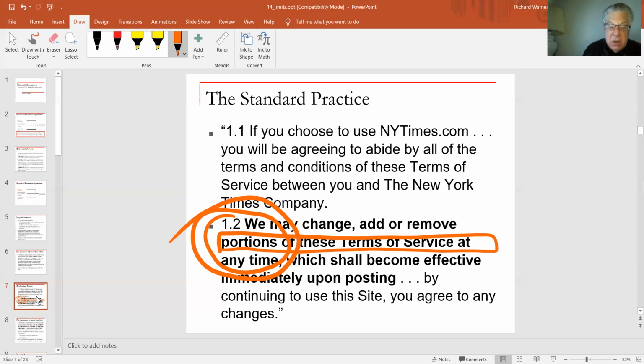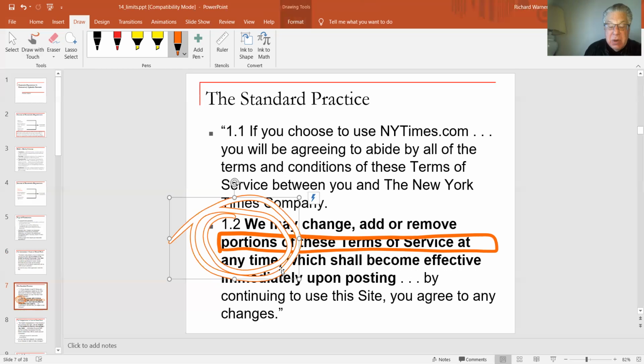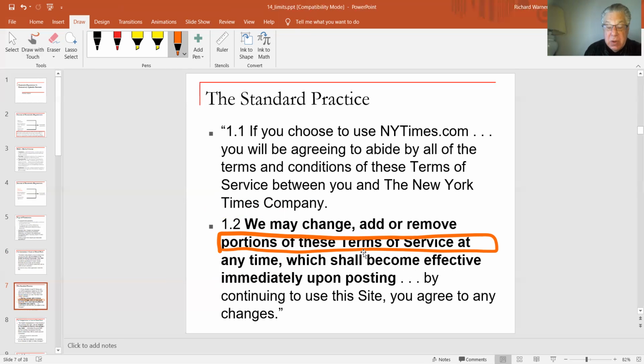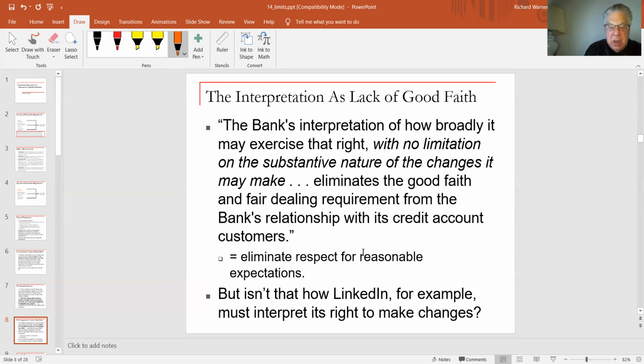And if you look at the online terms of use agreements you enter, at least the well-written ones, this is pretty much what they'll say. Sometimes they say if we make any material changes, any big significant changes, we'll let you know. But typically they just say this. And then we have the problem. If you say that, we have the problem, the court notes in Beatty.